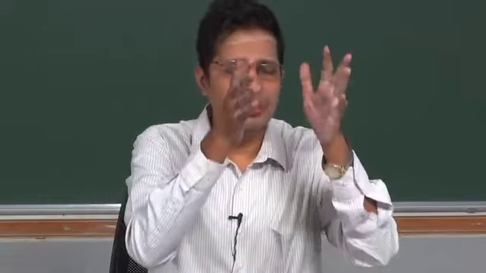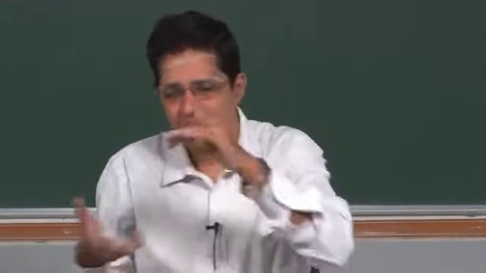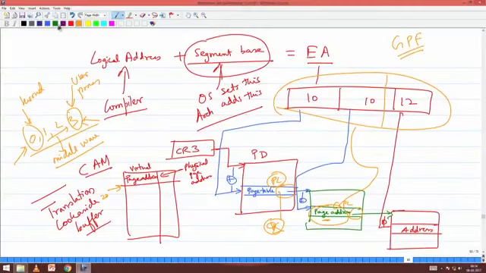Now, in the absence of paging, your virtual address space and your physical address space are the same. There is no translation. You generate an effective address as we see here, and the same effective address is used as a physical address. There is no translation that happens in between. But the moment paging is enabled, then this effective address goes through that translation procedure, right.